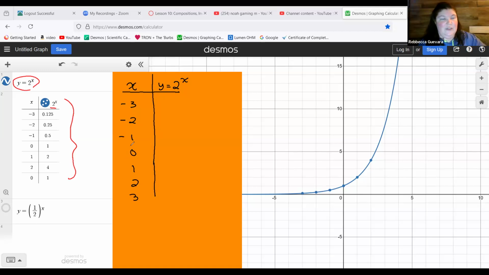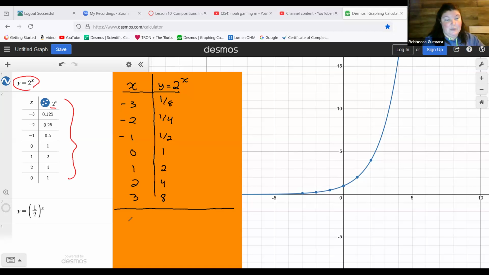These were our x values. What you see here is I put in -3, that's 0.125, which is just 1/8. And then for -2, that was 1/4. For -1, we're getting 1/2. For 0, we're getting 1. For 1, we're getting 2. For 2, we're getting 4. And for 3, we're getting 8.